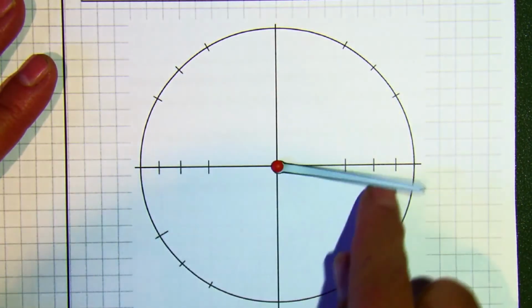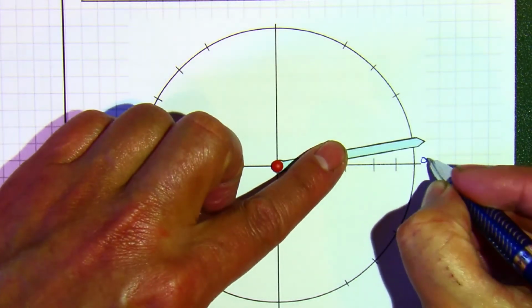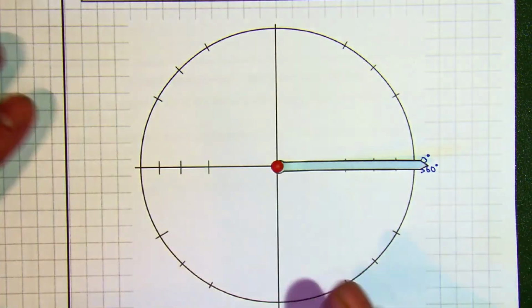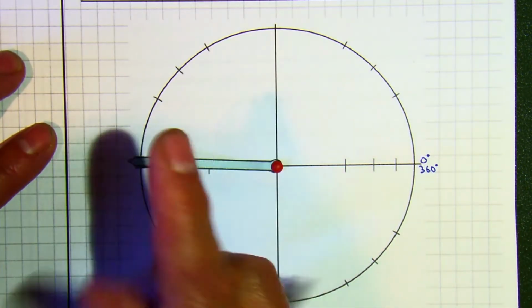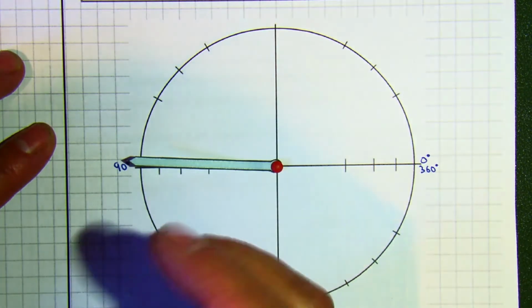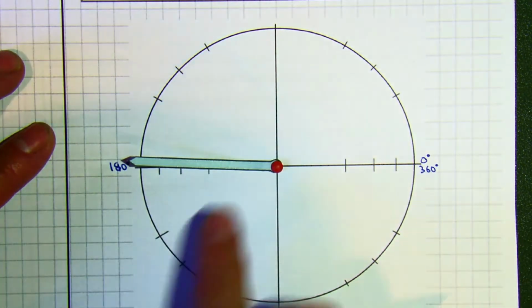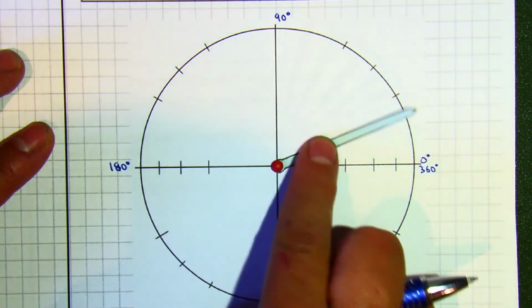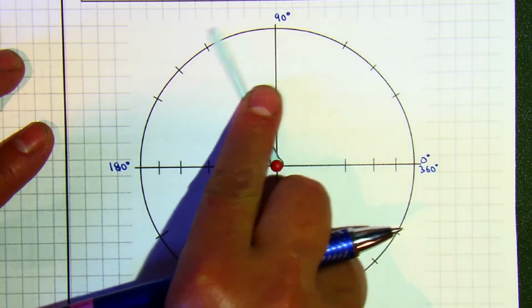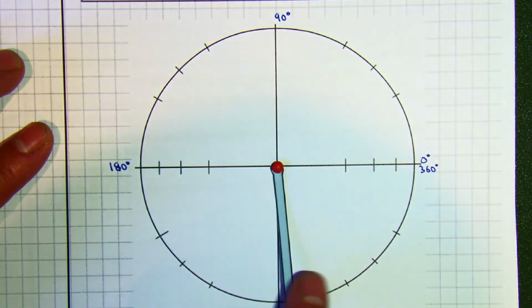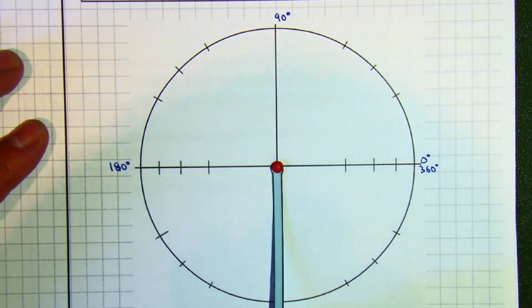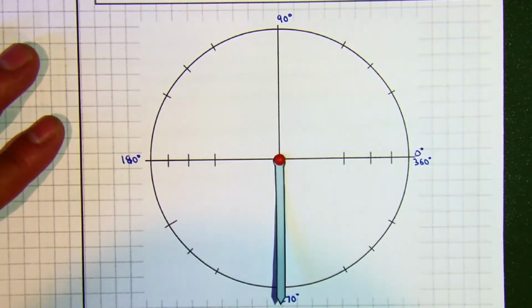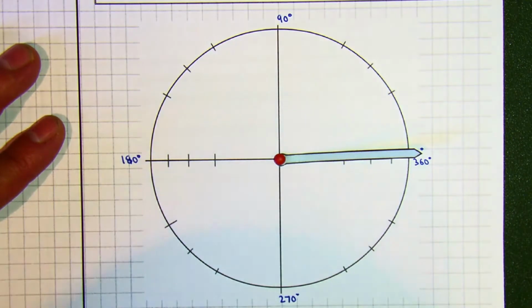So this is 0 degrees, and a full revolution is 360 degrees. Halfway through will be 180. A quarter is 90 because that's a 90-degree angle. So therefore, you have 90, and 90 more is 180, plus 90 more will be 270 degrees. Plus 90 more will be 360.